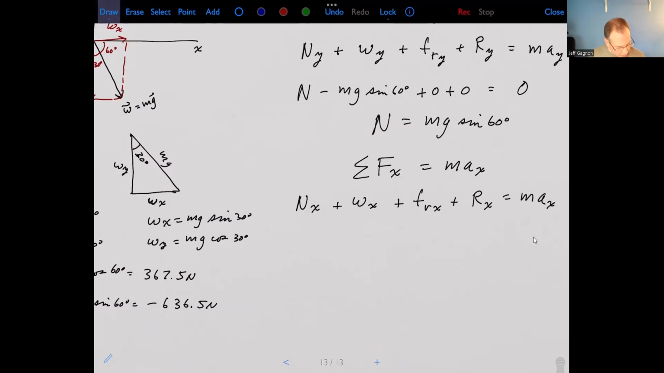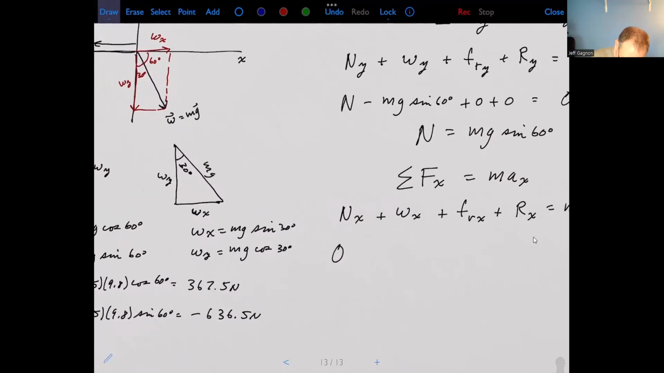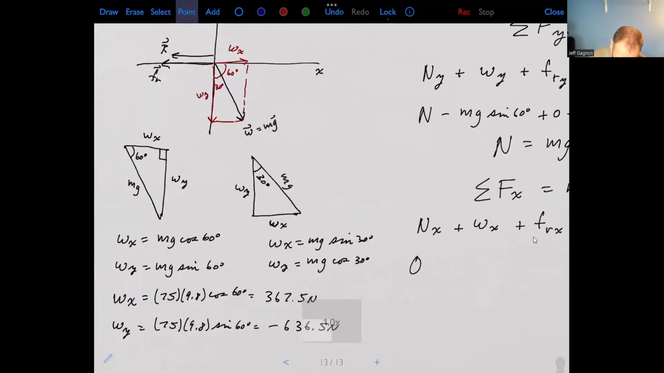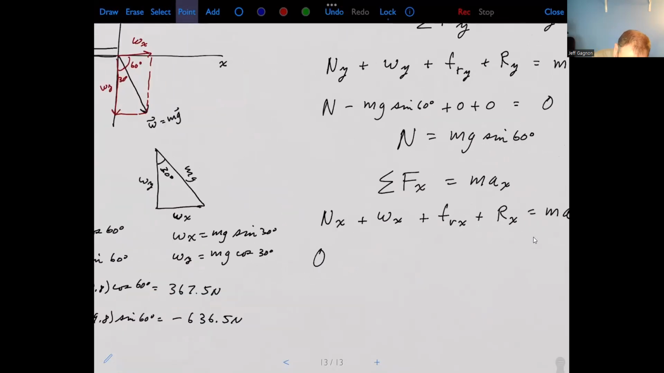Okay, how much of that normal force is in the x direction? None. How much of the weight is? Well, part of it is now, right? In fact, it's positive. We can see that here, and we calculated it down here. Remember, W_x was mg times cosine of 60. So I'll just write it out like that for now. So plus mg cosine of 60.